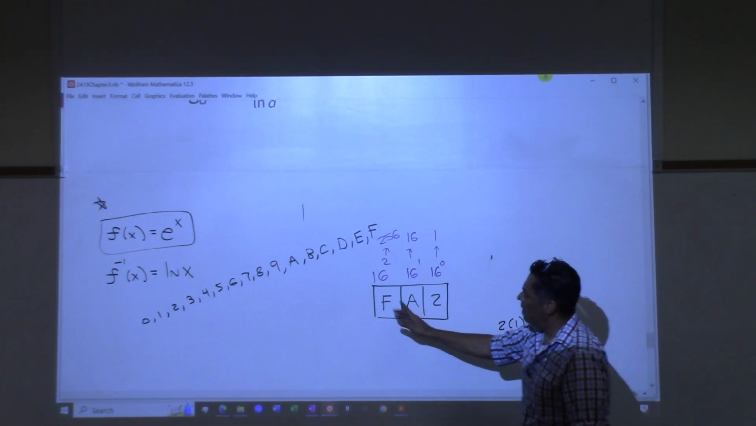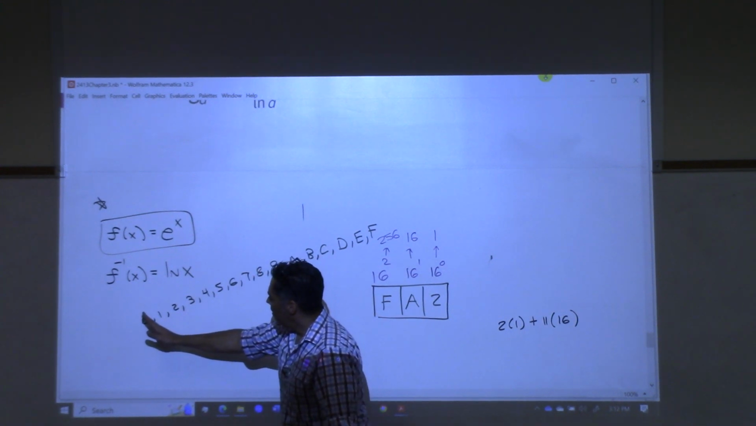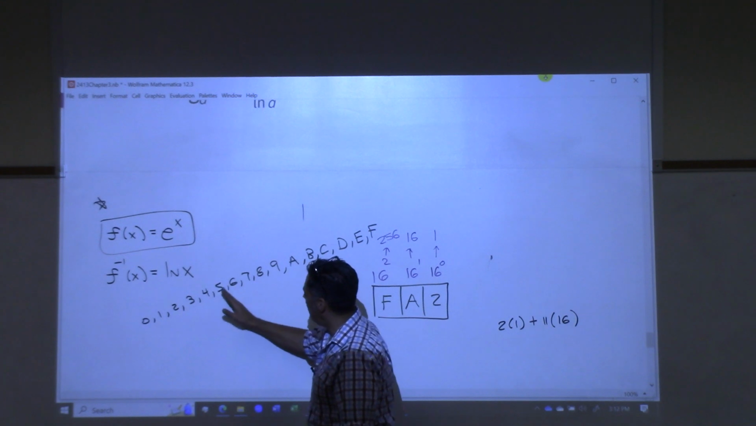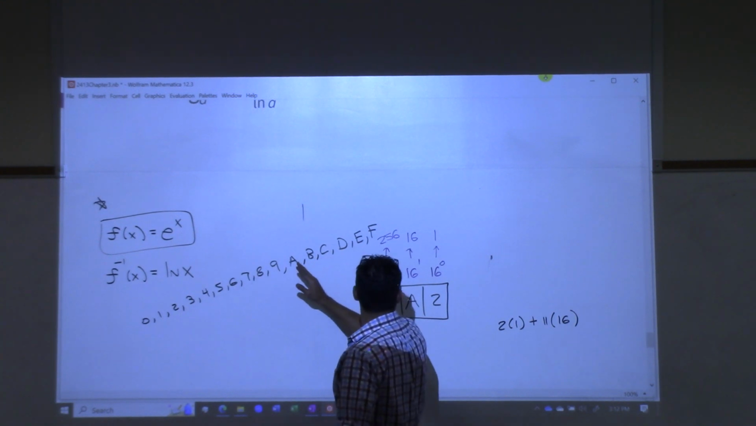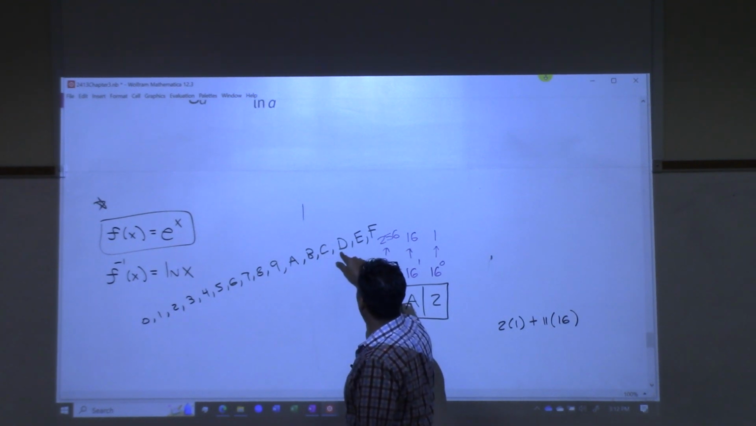Okay, the thing is we're running out of symbols, right? So this is representing 0, 1, 2, 3, 4, 5, 6, 7, 8, 9. Oh, wait, sorry, 10. I should have put 10. 10, 11, 12, 13, 14, 15.